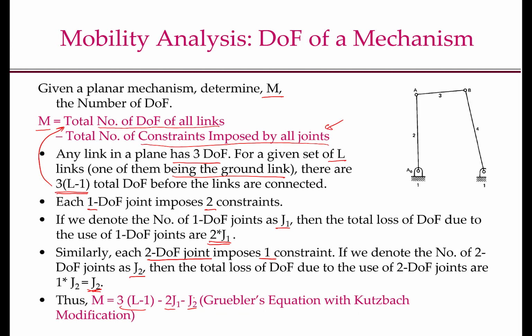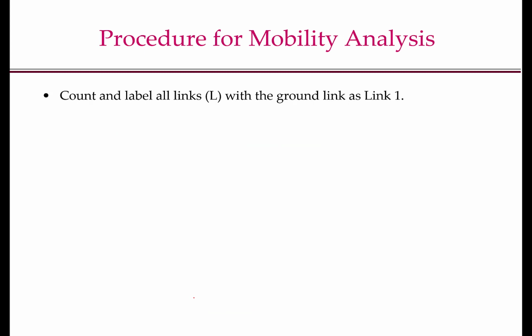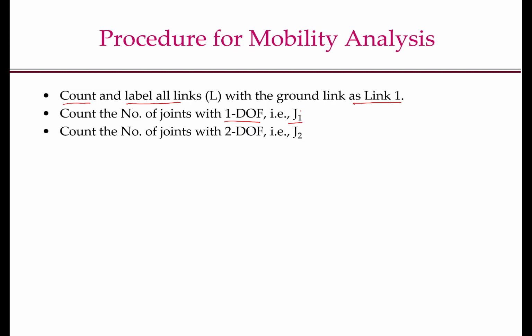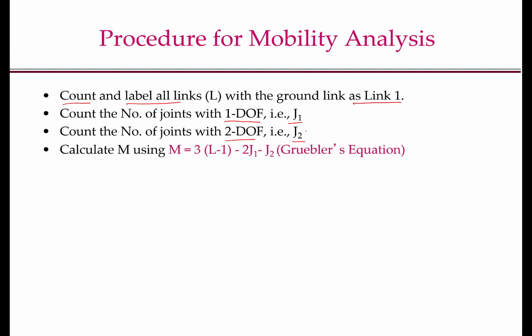So this reasoning allows us to develop a constructive method or procedure for computing the degrees of freedom of a mechanism. So what is the procedure? First, we will count and label all links, with the ground link labeled as link 1. Then we'll count the number of joints with 1 degree of freedom. Let's say it's J1. Then count the number of joints with 2 degrees of freedom. Let's say it's J2.